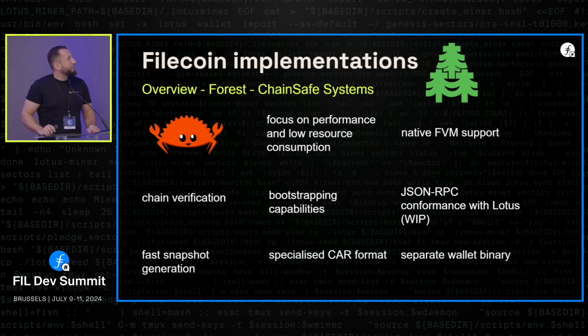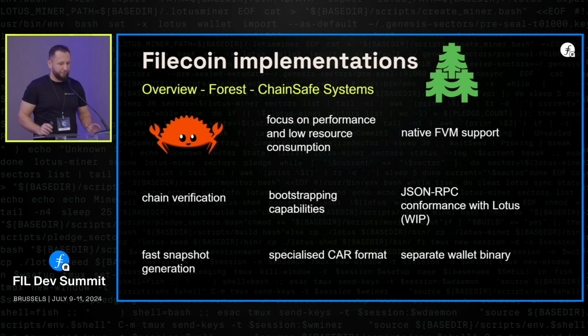And on to Forest, maintained by ChainSafe Systems. It's the only implementation written not in Go, but in Rust. It's focused on performance and low resource consumption. That is to say, the idea is to work on commodity hardware, but also to work fast on better hardware like the very expensive Threadrippers. It offers native FVM support, because it's written in Rust and FVM is written in Rust. We don't have to do any interfacing.